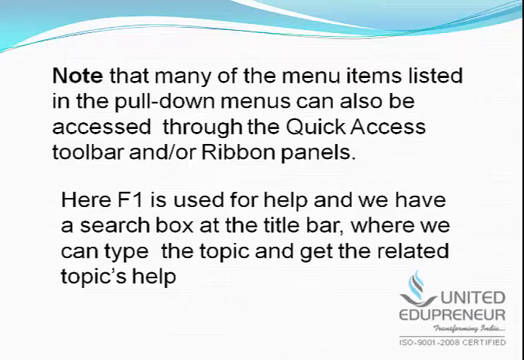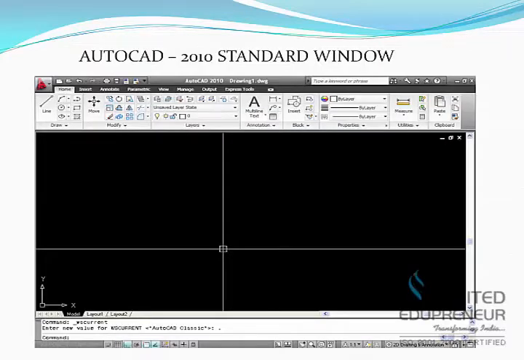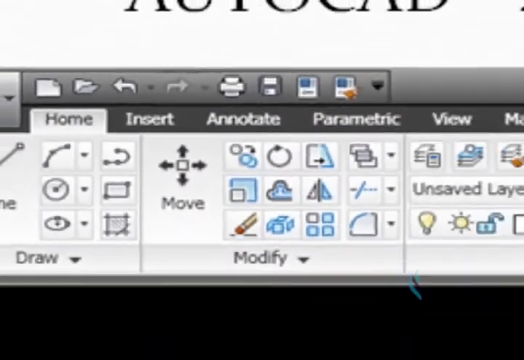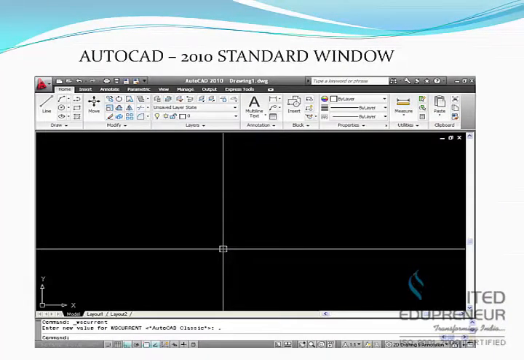Here, F1 is used for help and we have a search box at the title bar where we can type the topic and get the related topic's help. This is the standard window of AutoCAD 2010. Here we have the Customize Quick Access toolbar and we have a search box where we will type the help topic and that topic will be displayed.